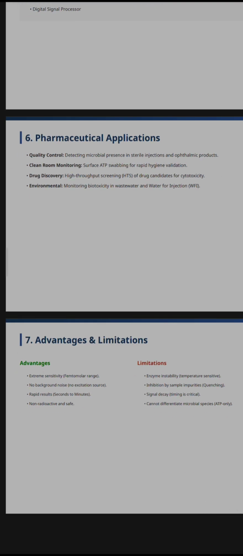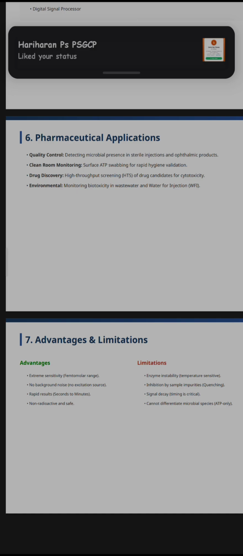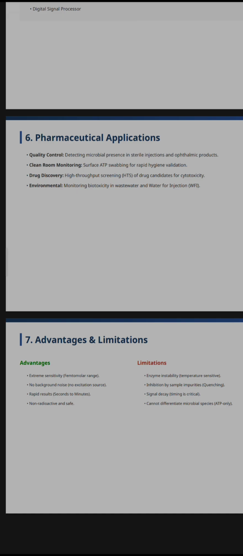Moving on to the advantages, it is highly sensitive. Even femtomolar concentrations in the sample can be detected, with no background noise. Here we are not using a light source. A light source produces some background noise, but in this bioluminescence assay we are not using one. So it has low background noise and rapid results. Within a second we can obtain the result. It is also non-radioactive and safe compared to radioactive assays.